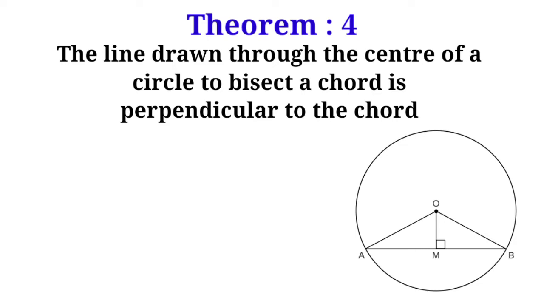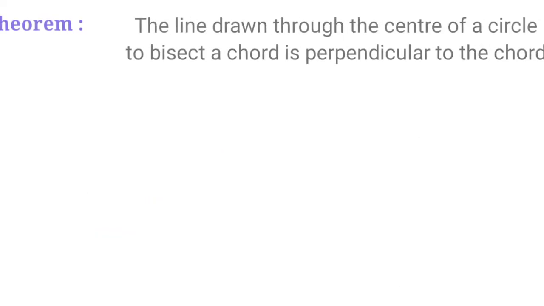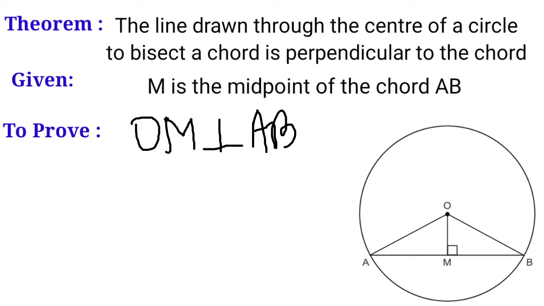The line drawn through the center of a circle to bisect a chord is perpendicular to the chord. Here it is mentioned that M is the midpoint of the chord AB, and we have to prove OM is perpendicular to AB. So again you have to write down the steps: given, to prove, and construction.